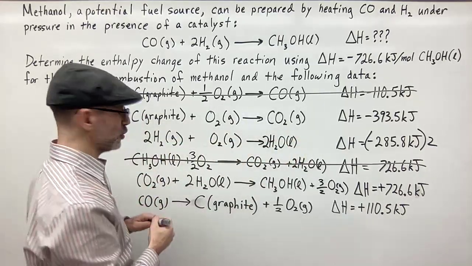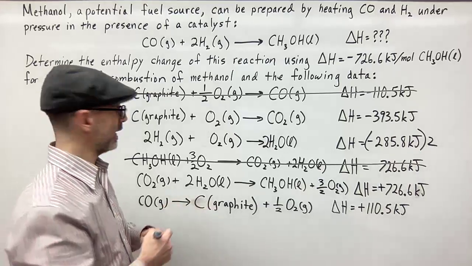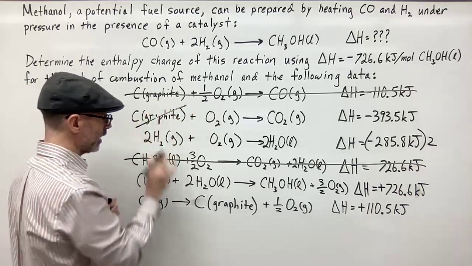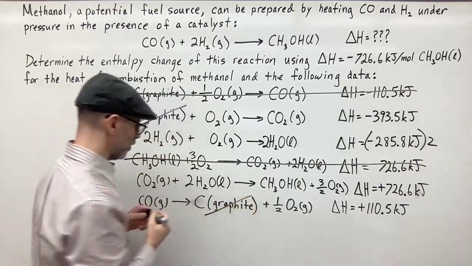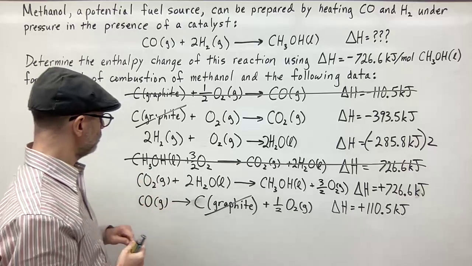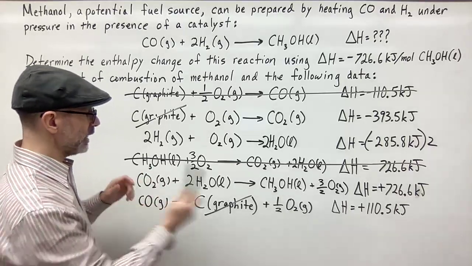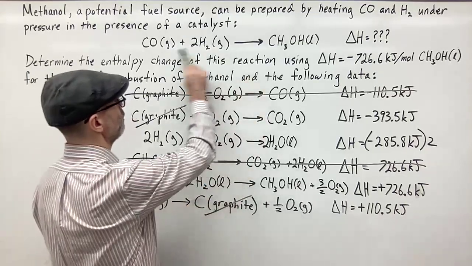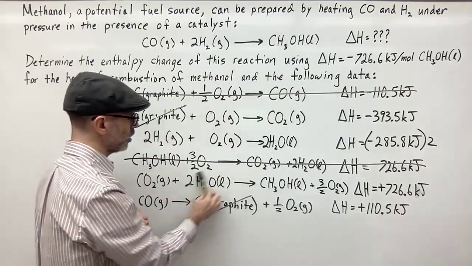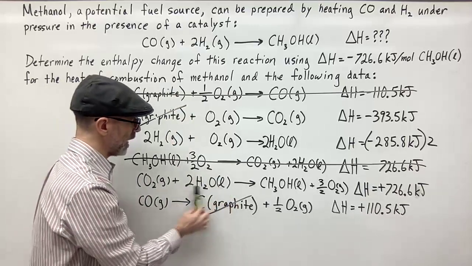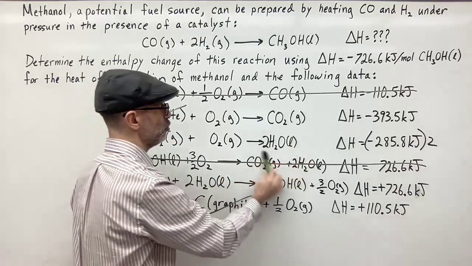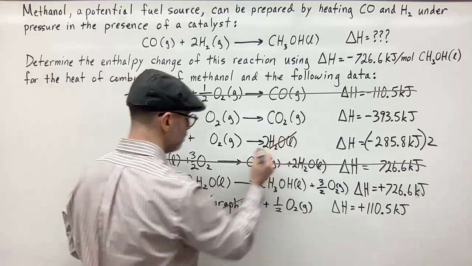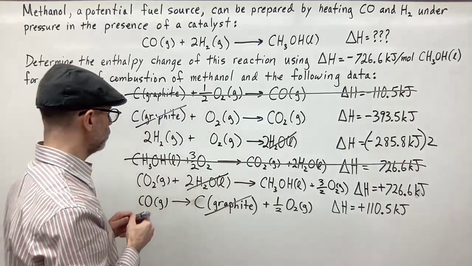So now I want to make sure everything cancels out, and so I already said, okay, one graphite on the reactant side is going to cancel out with one graphite on the product side. Excellent. Okay, now here I have 2 water liquid. I don't have any water here, so I need water liquid to cancel out. I have 2 water liquid on the reactant side. I have 2 liquid water on the product side, so that's going to cancel out. So that's gone. What else?